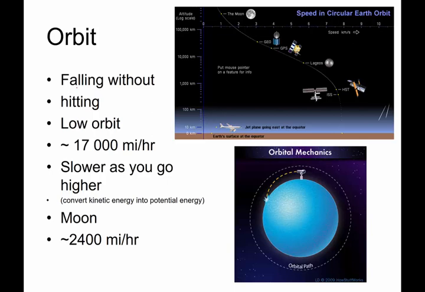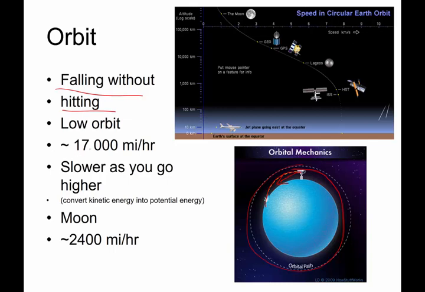So the concept of orbit is falling without hitting. It basically means you have to shoot something with a large sideways, or horizontal, velocity in order for it to fall all the way around without coming down again. As you can imagine, how fast you must shoot this thing is going to vary with altitude. And here's something that's kind of wacky.